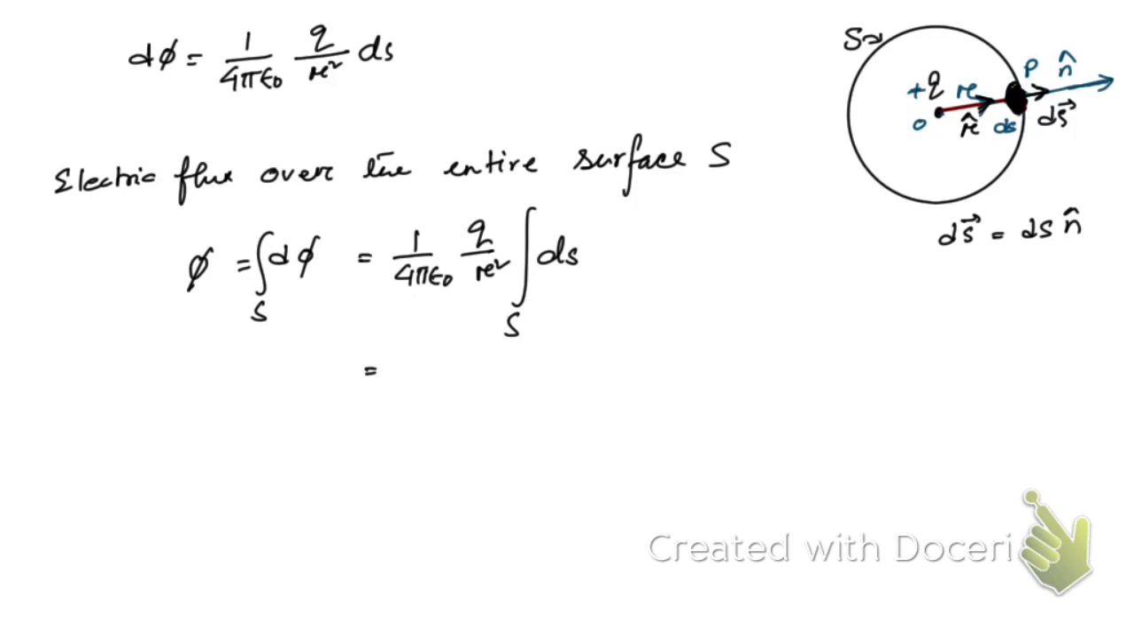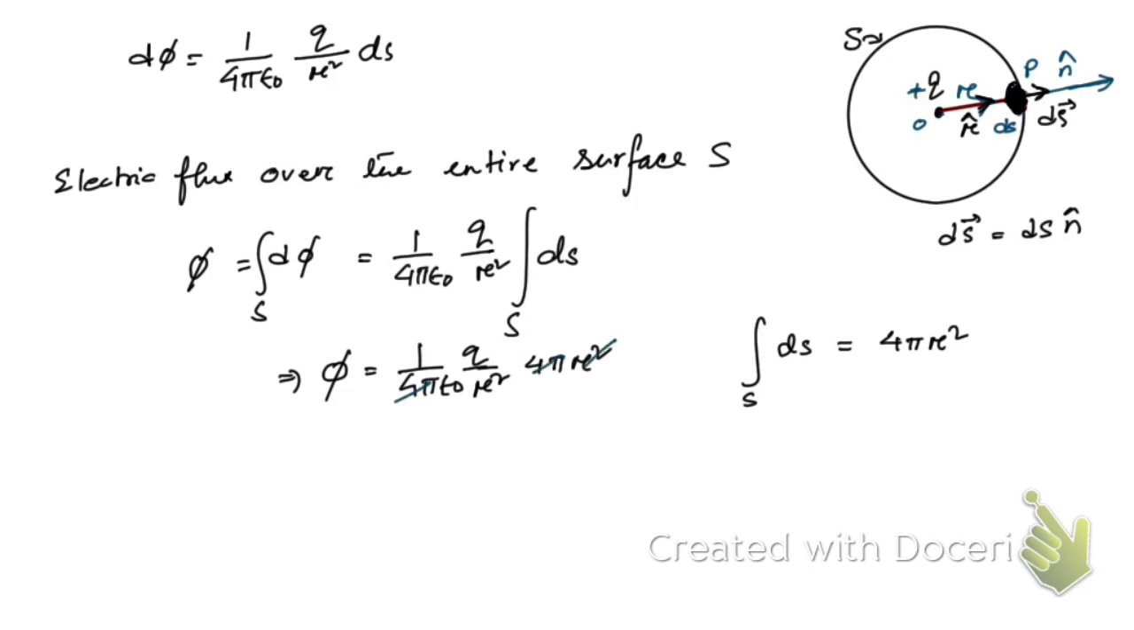So then we have phi equal to q by 4 pi epsilon naught r square times the surface integration of ds, which gives the surface area of this sphere, which is nothing but 4 pi r square. So phi is equal to q by 4 pi epsilon naught r square times 4 pi r square. Here 4 pi cancels and r square cancels, and we have phi equal to q by epsilon naught, and that is what we needed to prove. So hence it is proved.